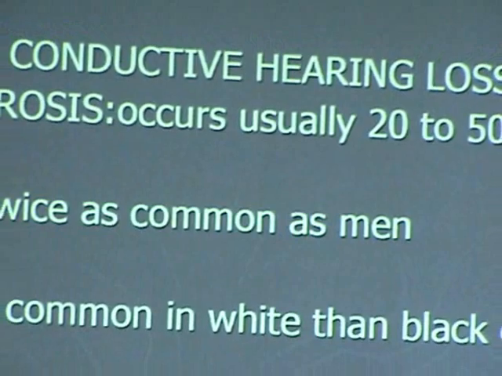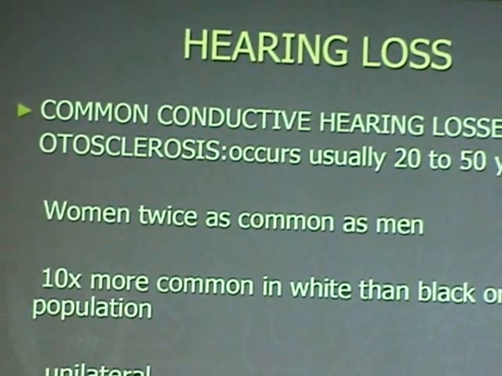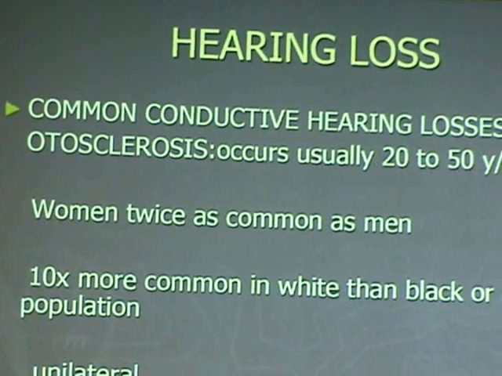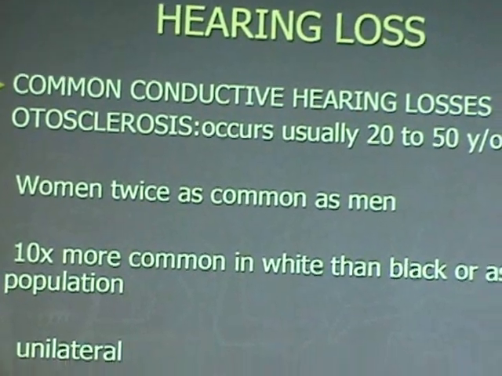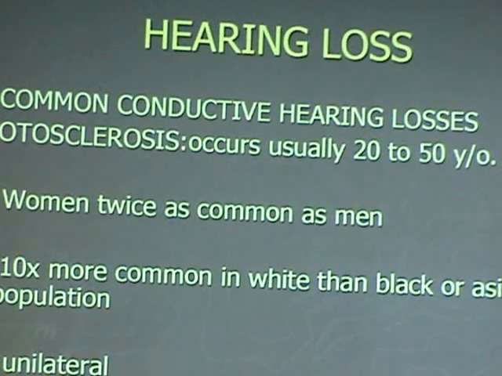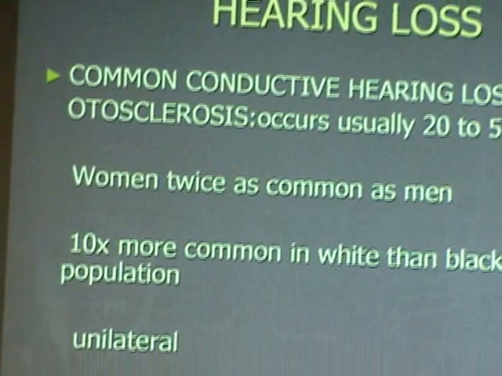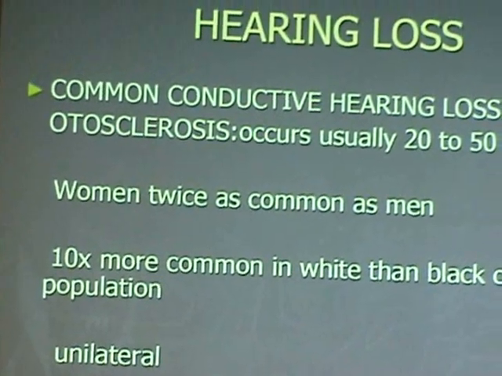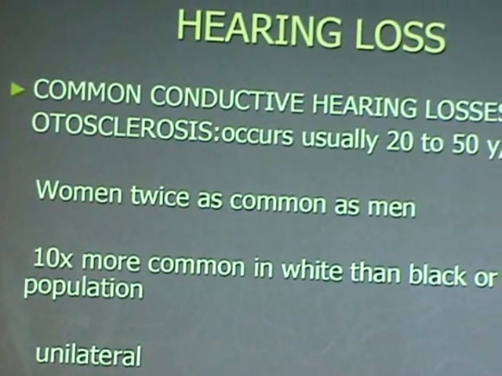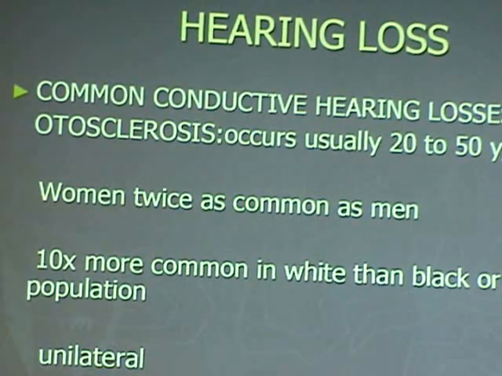Another thing we see in adults is called otosclerosis. A patient comes in and says, I've noticed, usually on one side, that the hearing has gone down, but it's been very, very gradual. This is more common in women than men. And it usually starts, if they have somebody who's done a hearing test, as early as the teens or 20s.